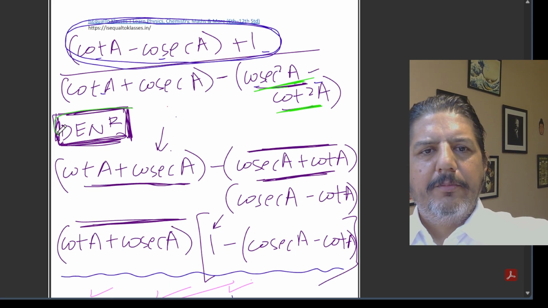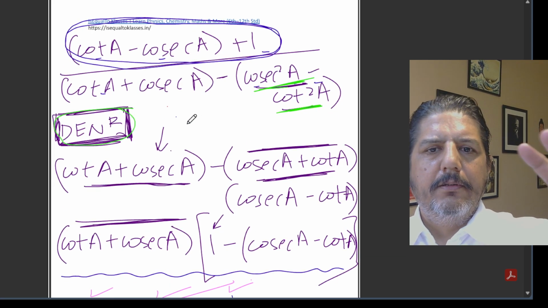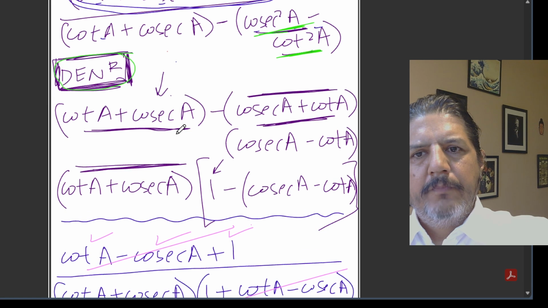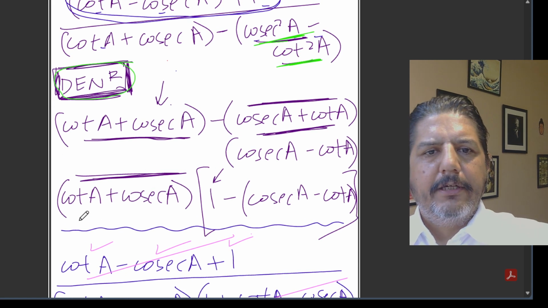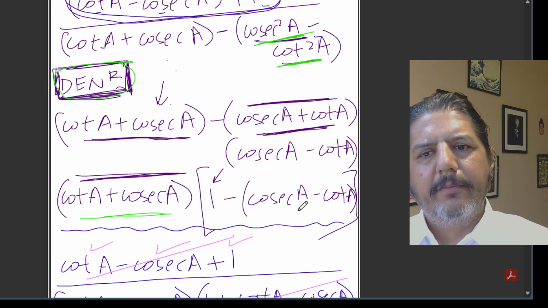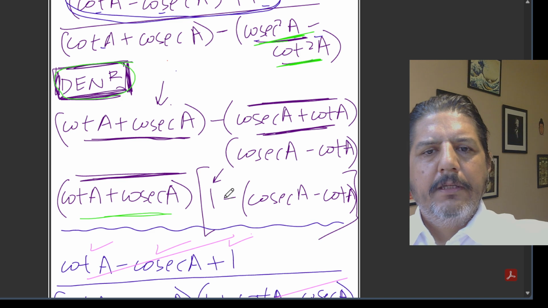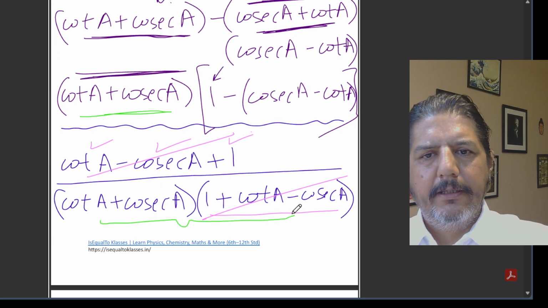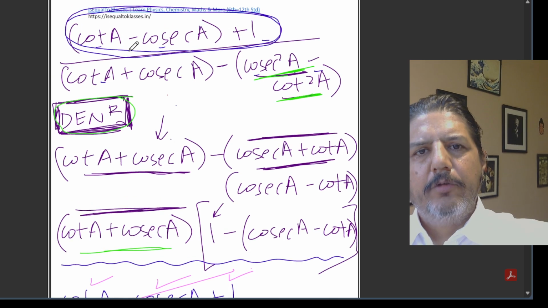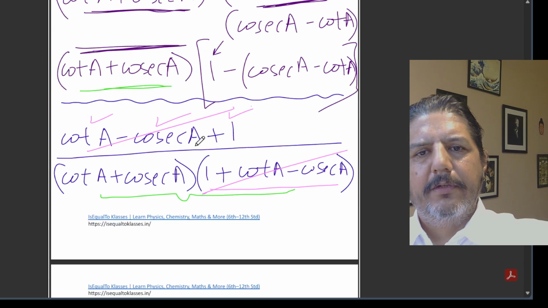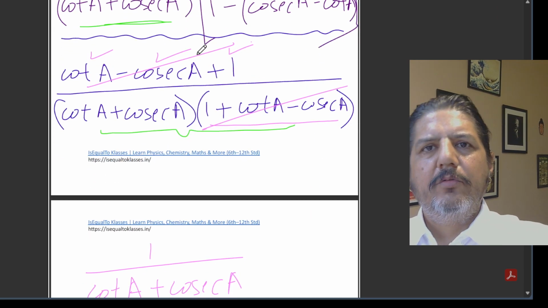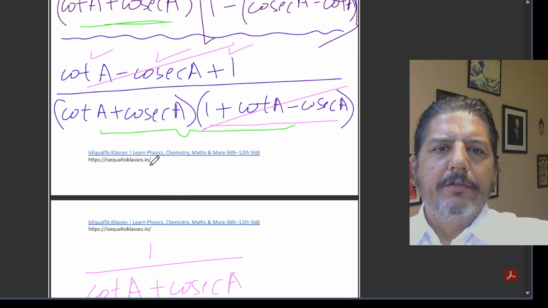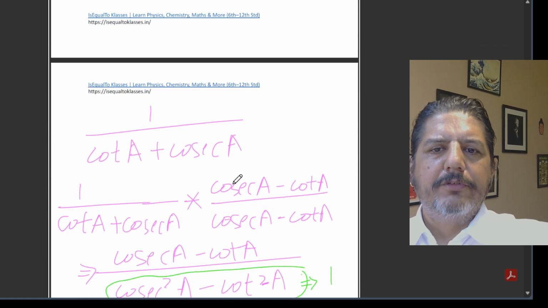Again, I took the denominator. I did some algebraic manipulation, and what I did was I took the cot A plus cosec A out, and inside it was 1 minus cosec A minus cot A. Then when I wrote the denominator back and brought the numerator back, cot A minus cosec A plus 1, what I realized was that the numerator would cancel. This is equal to 1 upon cot A plus cosec A.